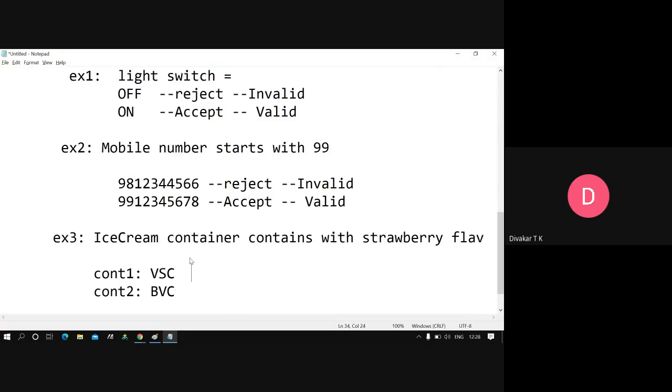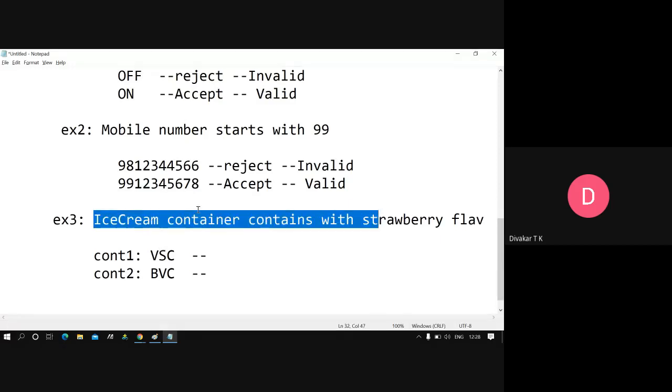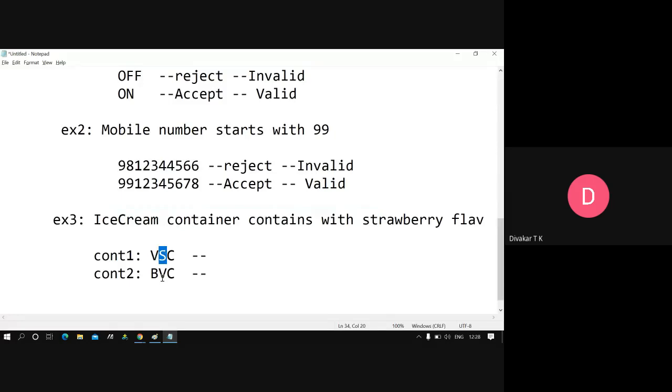Now tell me which is valid and which is invalid. First one is valid, second one is invalid. 100%, guys. First one is valid. Why? Because the condition says that the ice cream container contains strawberry. Strawberry is there here. Here it is not there. So that's why this is valid.